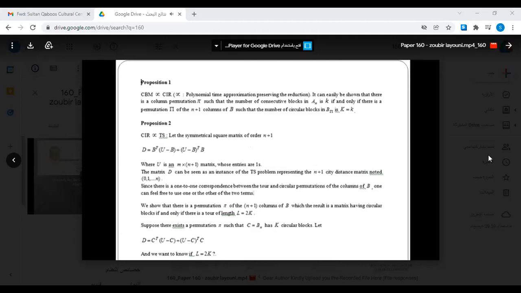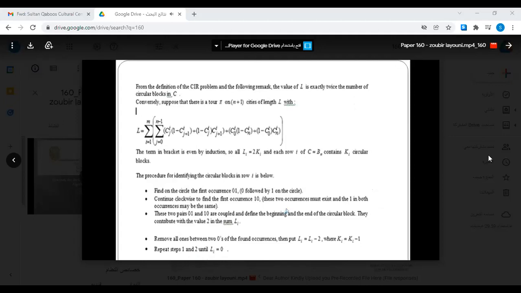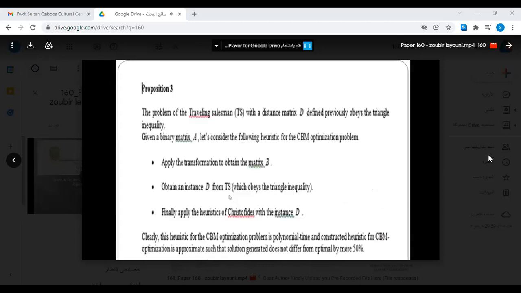And we note that the permutation P of the n plus 1 columns of B has K circular blocks if the tour length L equals K. Suppose also that C equals BP, having K circular blocks, and we want to know if L equals K. From the definition of the SIR problem, the value L is exactly twice the number of circular blocks in C. The procedure is presented below for identifying the circular blocks in row E. Proposition 3 shows that the traveling salesman problem with the distance matrix T obeys the triangle inequality.